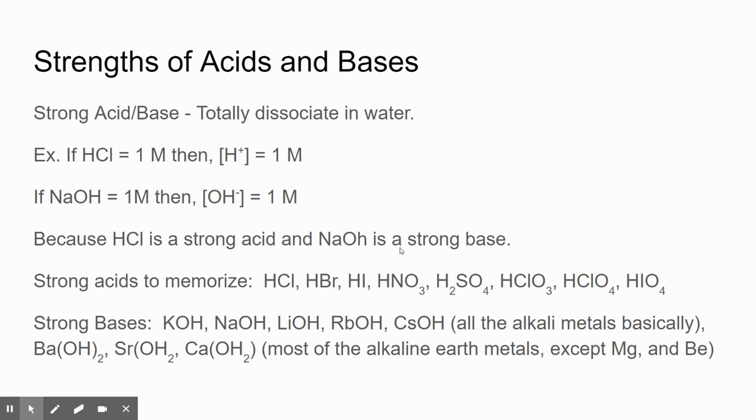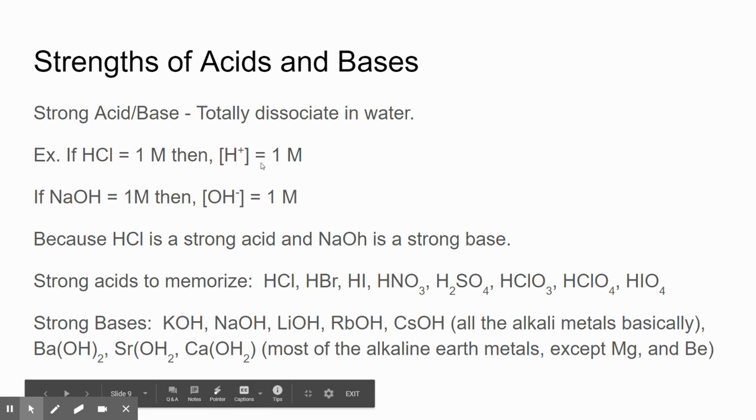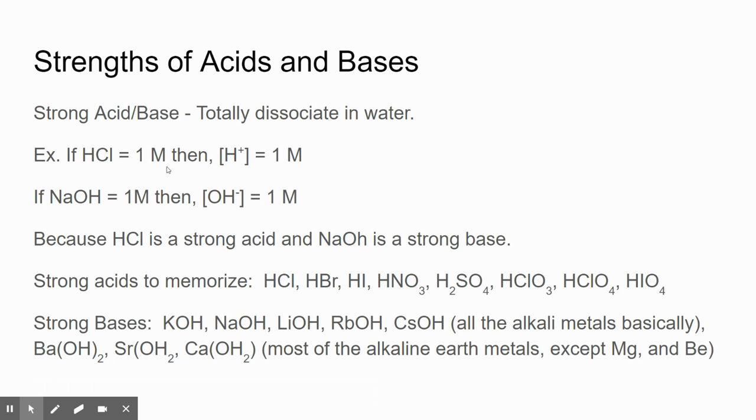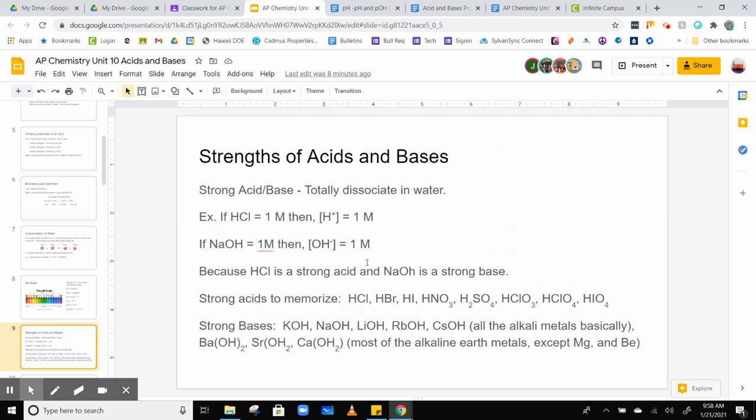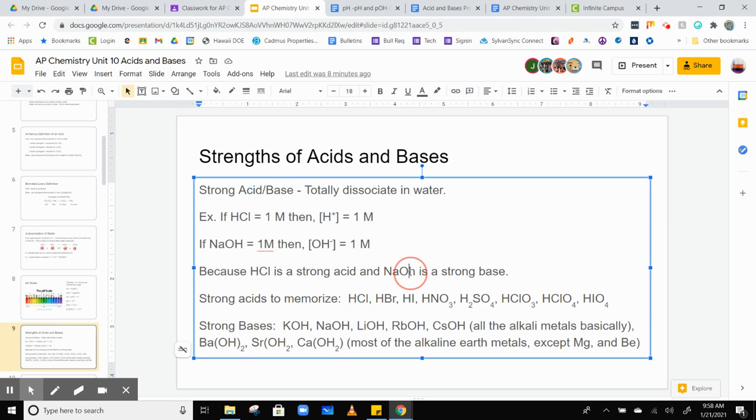Okay, so again, strong acids totally dissociate in water. So if we have a one molar solution of HCl, then our concentration of H plus is 1 molar. NaOH is a strong base. If we have a 1 molar solution, then OH minus is 1 molar. And there's a little typo here, so I'm going to fix that.